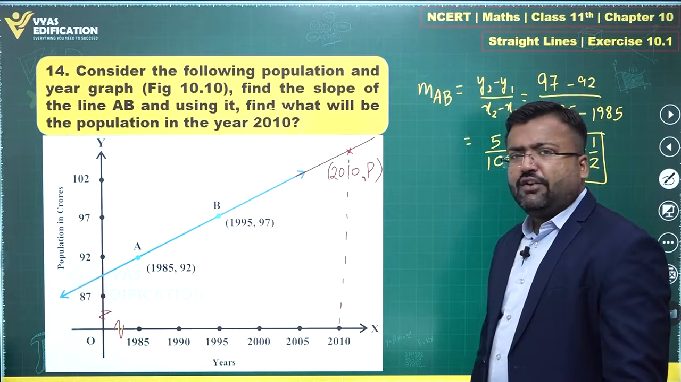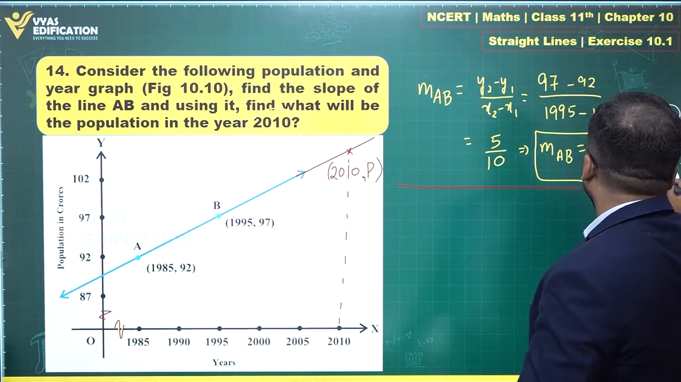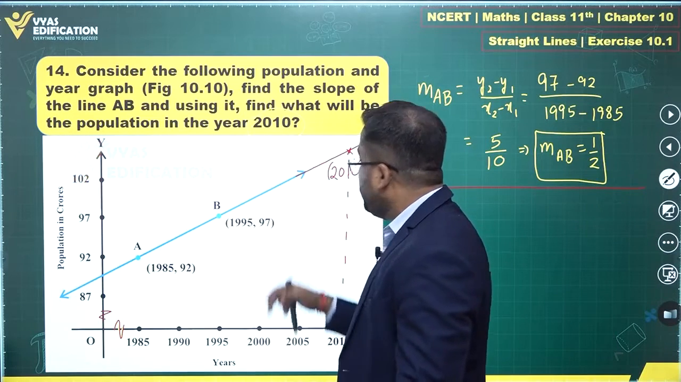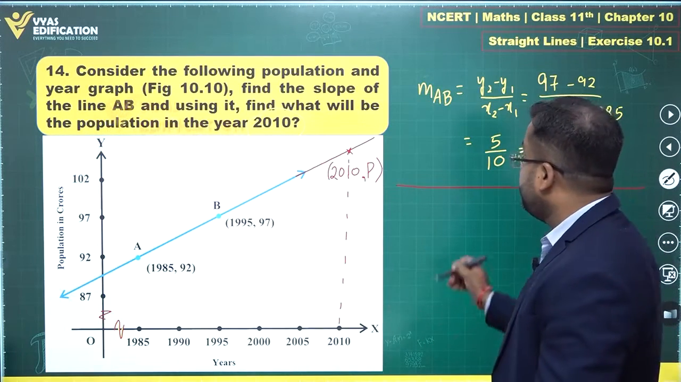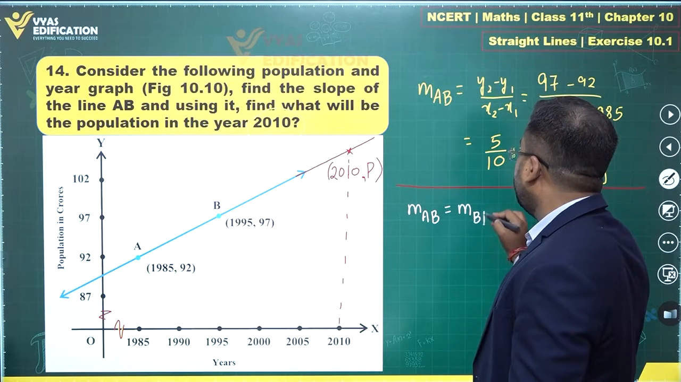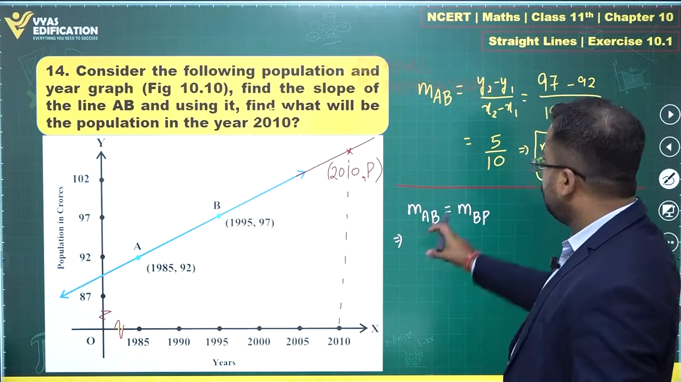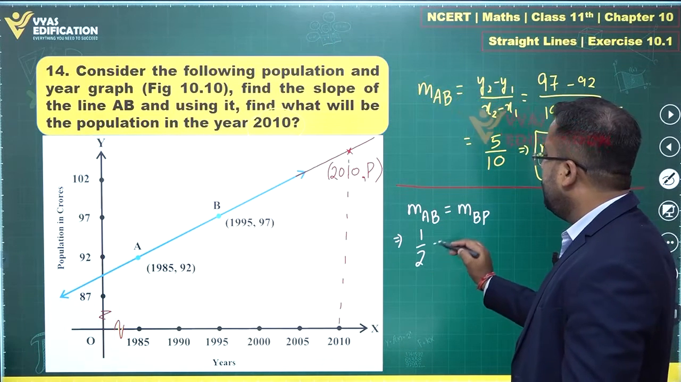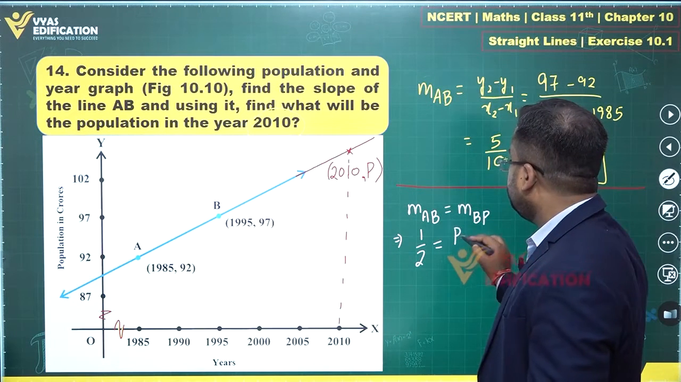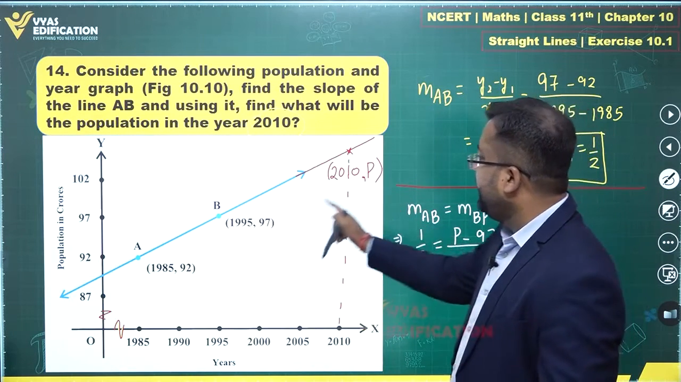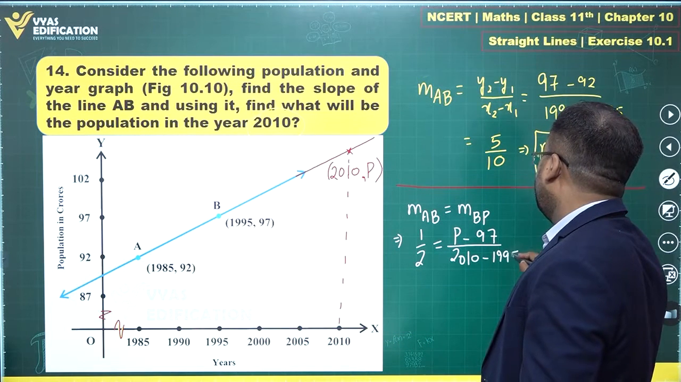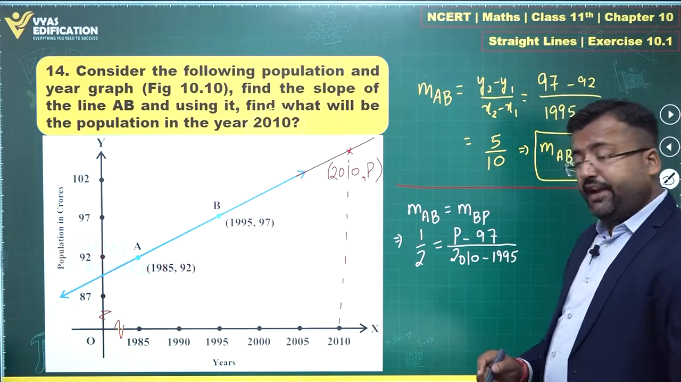Right. And now we can apply a simple condition. What is that condition? That the slope of AB and the slope of BP will be the same, since these are collinear. So m of AB will be equal to m of BP. Let's apply that. For AB, the slope we have already found, this is 1 by 2. What is m of BP? What is that? (P minus 97) upon (2010 minus 1995). This is what we'll need, right?